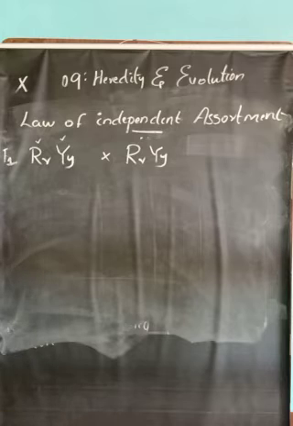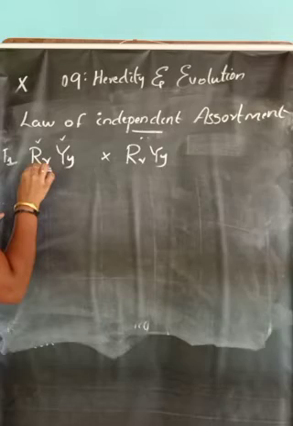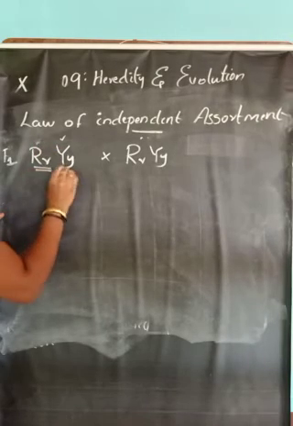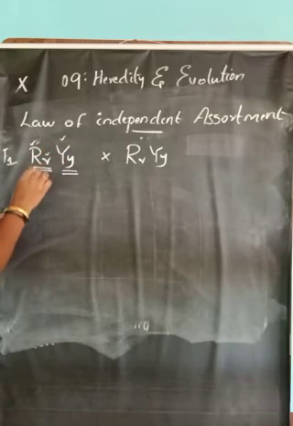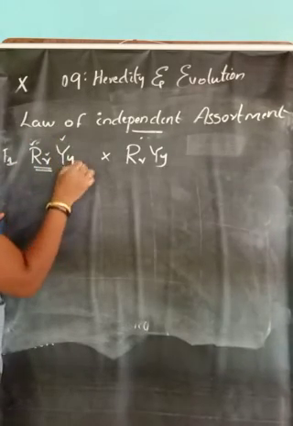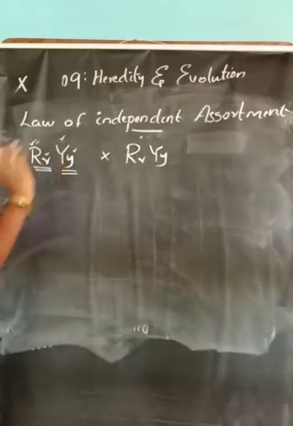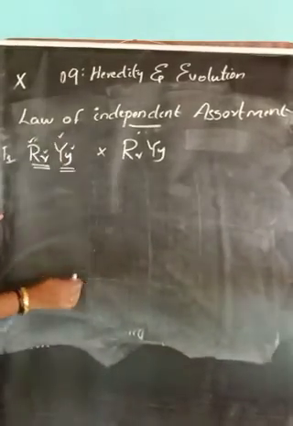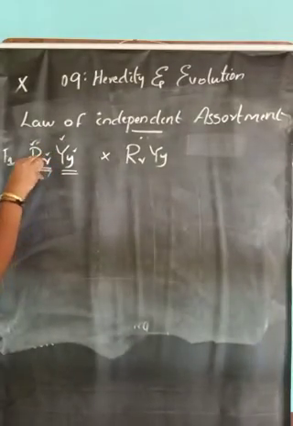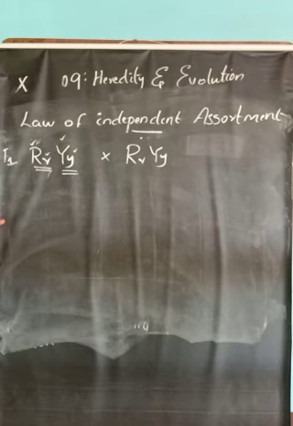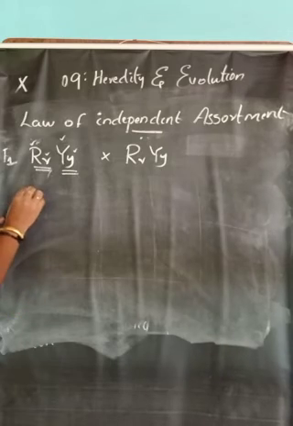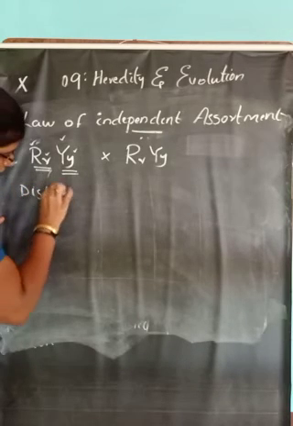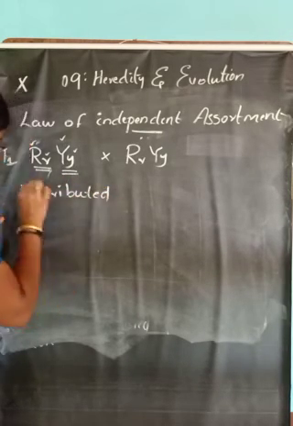So the genes of one pair, these are the genes of the first pair. This is one pair and this is another pair. Capital R is one gene, small r is another gene of this pair, and capital Y is one gene and small y is another gene of this pair. The genes of one pair may assort independently of the other. Assort out independently means they are distributed independently.